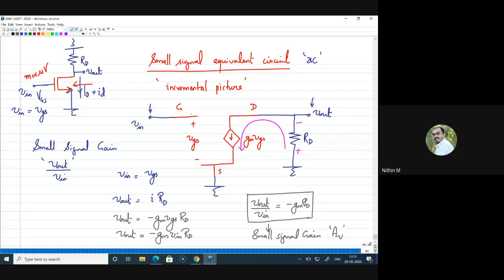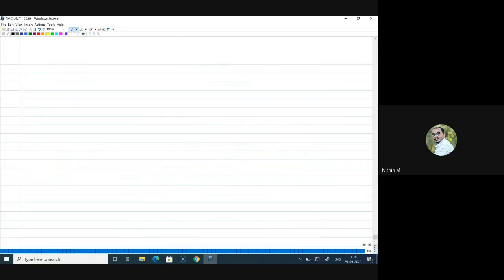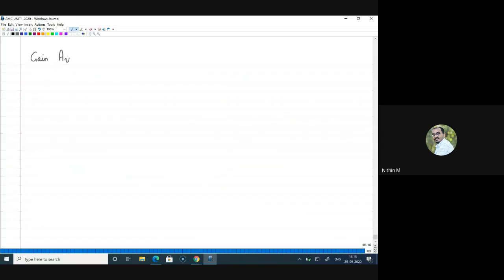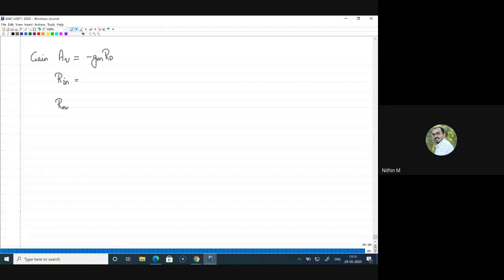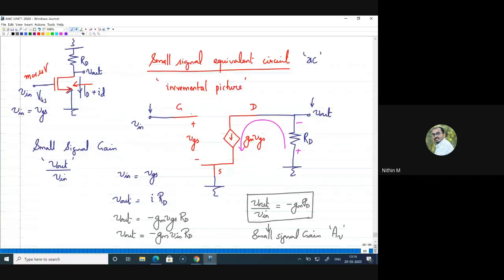So this is gain. Generally we look for three features of an amplifier. One is gain, so gain we have written here. Gain is Av, and Av is equal to minus gm into RD. Now two more things we will look at for any circuit. One is Rin and one is Rout, the input impedance and output impedance. Can you tell me what is the input impedance of the circuit?